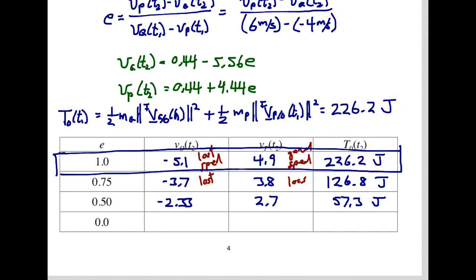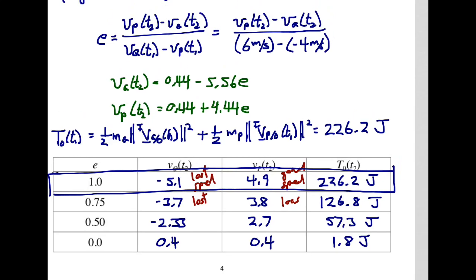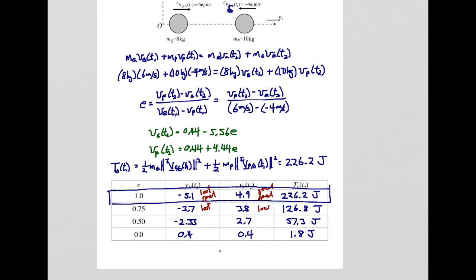So the energy has gone way down as we've changed our coefficient of restitution. And then if we do a perfectly plastic collision, then we get 0.4 meters per second, and then 0.4 meters per second, and then our total energy of our system is now 1.8 joules. So in this system, in which we started out with the mass Q of 8 kilograms moving 6 meters per second to the right, and the mass P of 10 kilograms moving 4 meters per second to the left, when we use a perfectly plastic collision, then at the end we get 0.4 meters per second to the right.